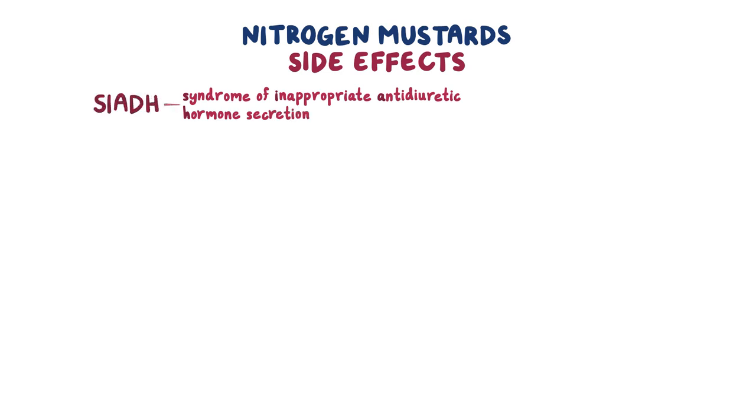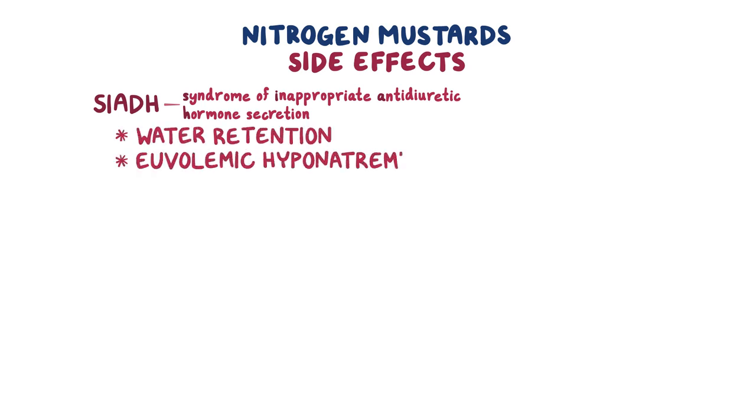Now, nitrogen mustards specifically can cause syndrome of inappropriate antidiuretic hormone secretion, which can be shortened to SIADH. This is where an inappropriate presence of antidiuretic hormone causes water retention and euvolemic hyponatremia.